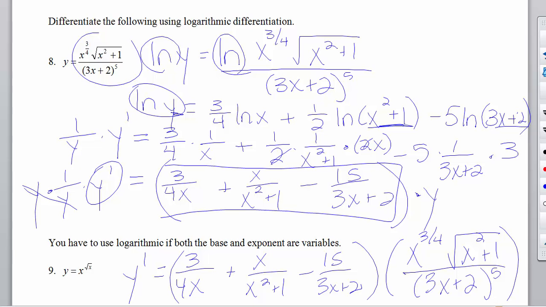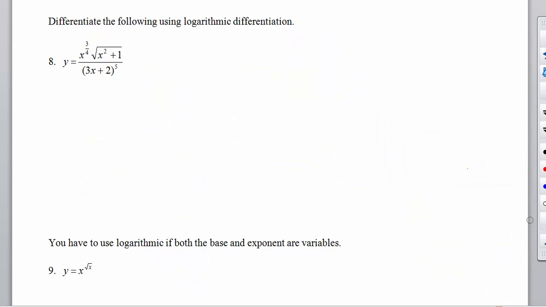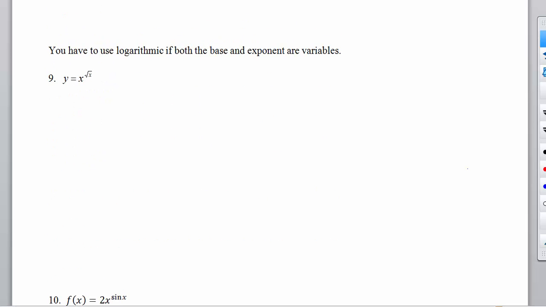Then I'm still, all I'm doing, I haven't differentiated yet. All I'm just using is my log rules. Bring down the sine x times the natural log of x. A very common problem we're going to see often. Now I'm ready to differentiate.